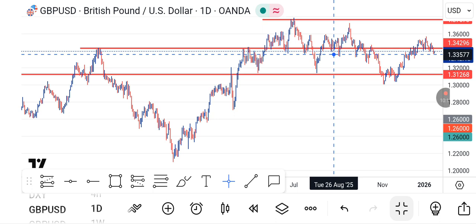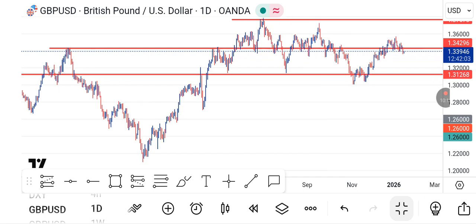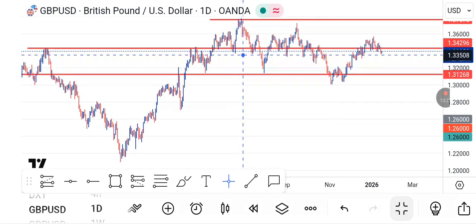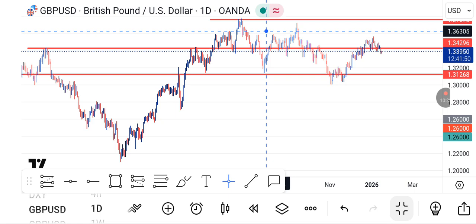So when it moves in a ranging phase, it is very difficult to analyze. You don't really analyze a ranging market. If it is ranging and it moves from point A to point B, point C to point D, there's a way to trend it, but one has to be careful.